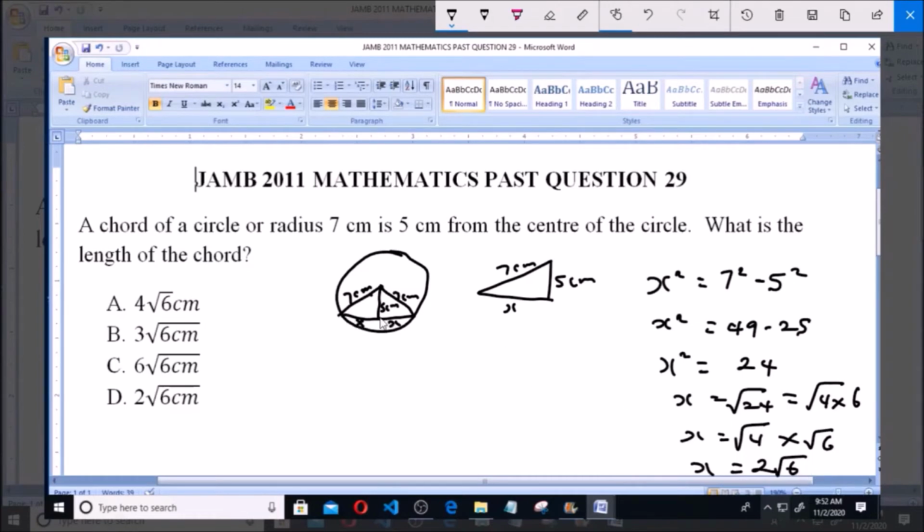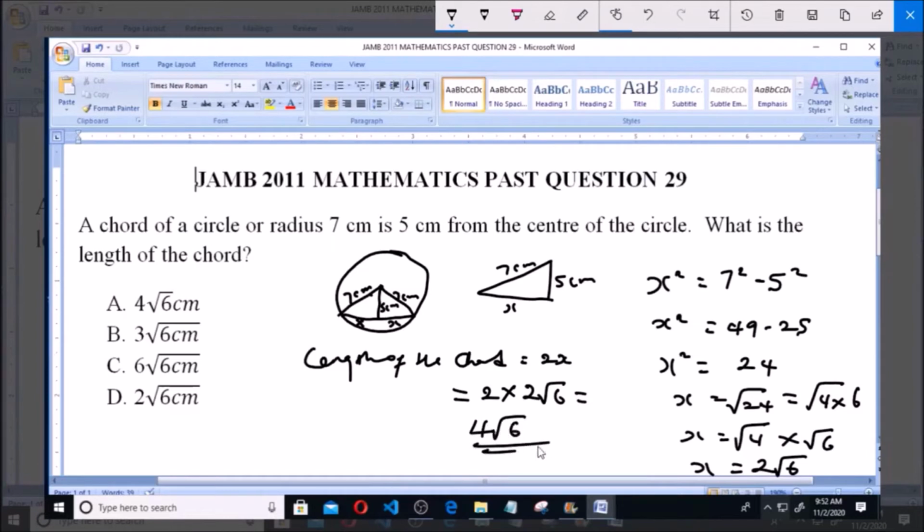But now the length of the chord is equal to 2x, as you can see. So therefore the length of the chord is equal to 2 multiplied by 2 root 6, and that's equal to 4 root 6, which is option A, 4 root 6 cm.